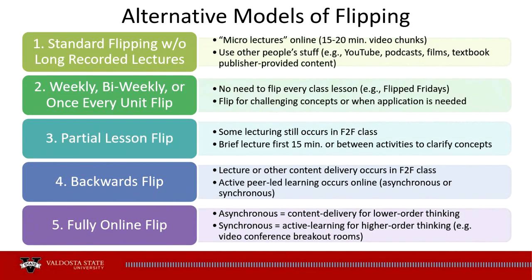So Blackboard's going to assign you to random breakout groups, and you're going to be assigned to 5 different breakout groups, right? So I'm going to break you into the 1, 2, 3, 4, 5 alternative models of flipping. And in that breakout group, you're going to be tasked with coming up with the pros and cons of that type of flip. You can see in that Google Doc, it's a chart. And in your small group, you want to fill in that chart.